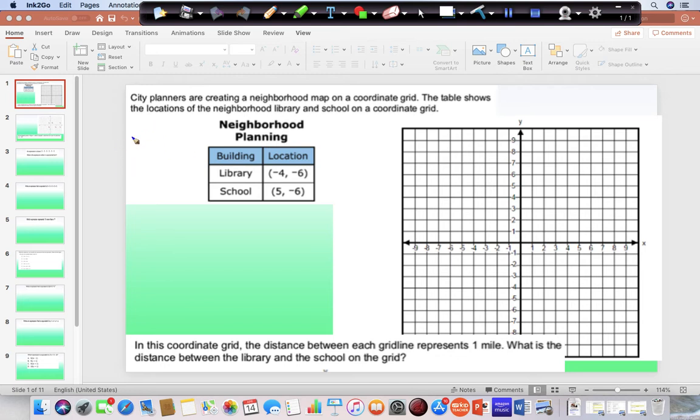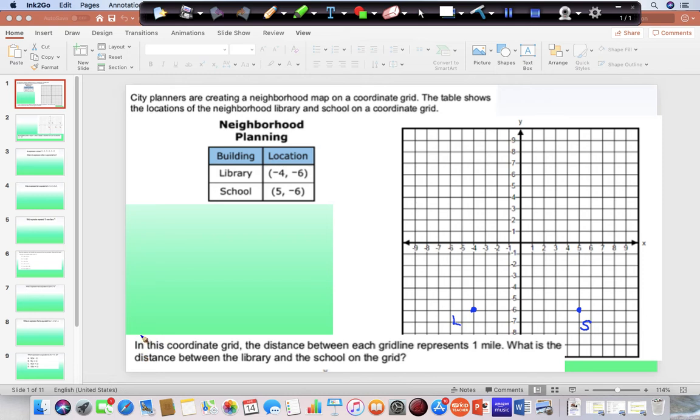Okay, this first problem says city planners are creating a neighborhood map on a coordinate grid. The table shows the locations of the neighborhood library and school on a coordinate grid. So here are the locations. I'm going to go ahead and write them down. -4, -6 is the library, so I'm going to go over to -4, down to -6, and put a dot. I'm going to label it L because that's the library. And the school is at 5, -6. So I'm going to go over to +5 and down to -6, and put a dot. And then I'm going to label that S for school.